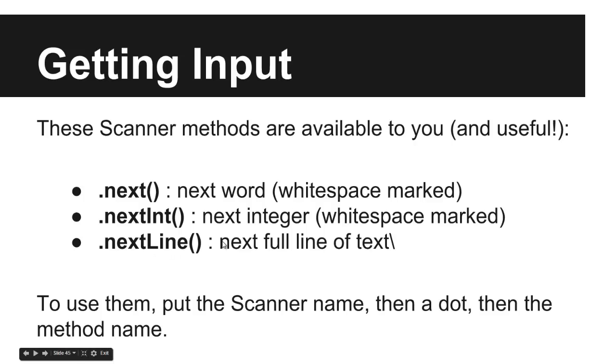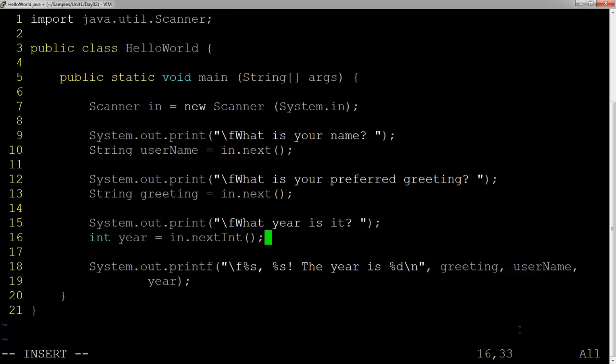Then we have .nextLine, which is our next full line of text. And with this next full line of text, what that'll do is take everything that we've typed in all the way to where we hit return. Then we get to use the scanner. It'll be okay. Okay, so we're good here.